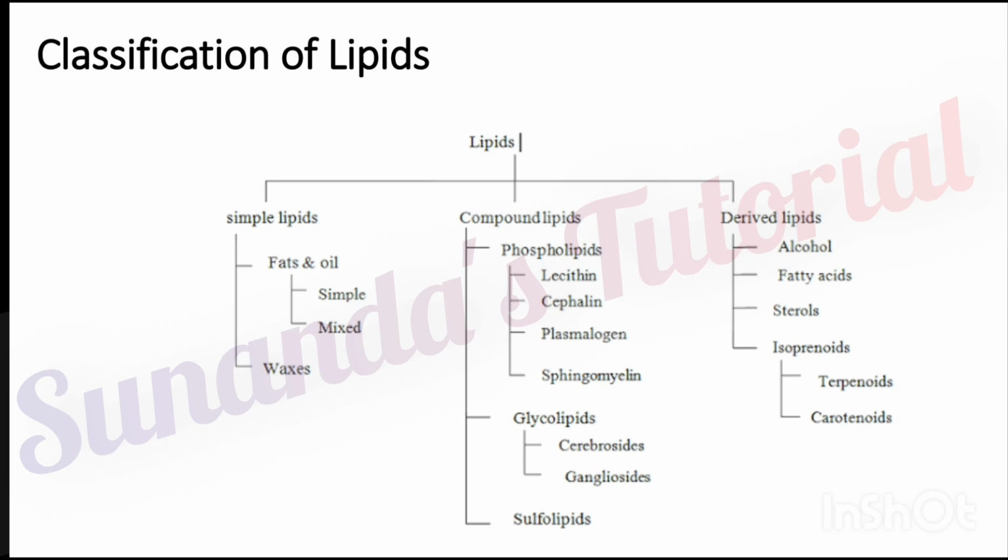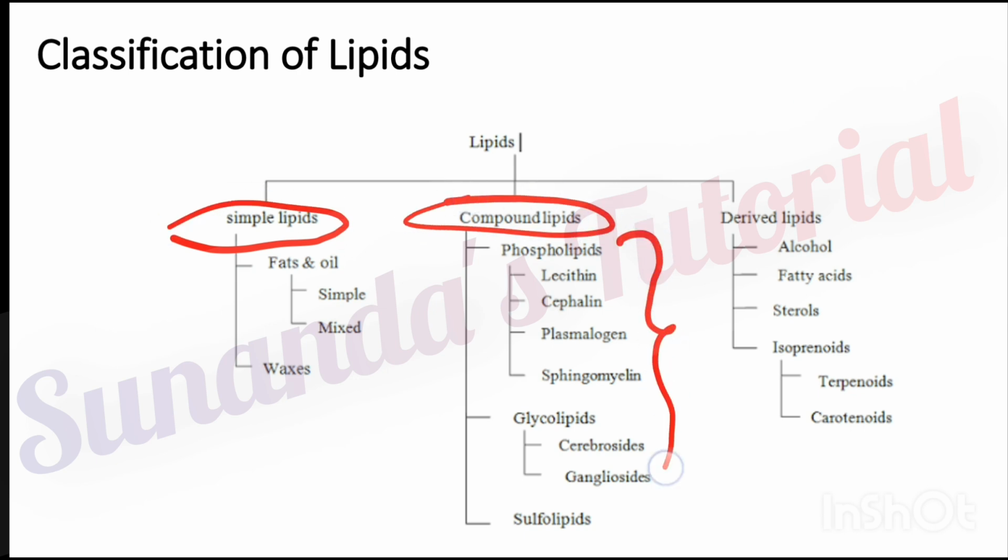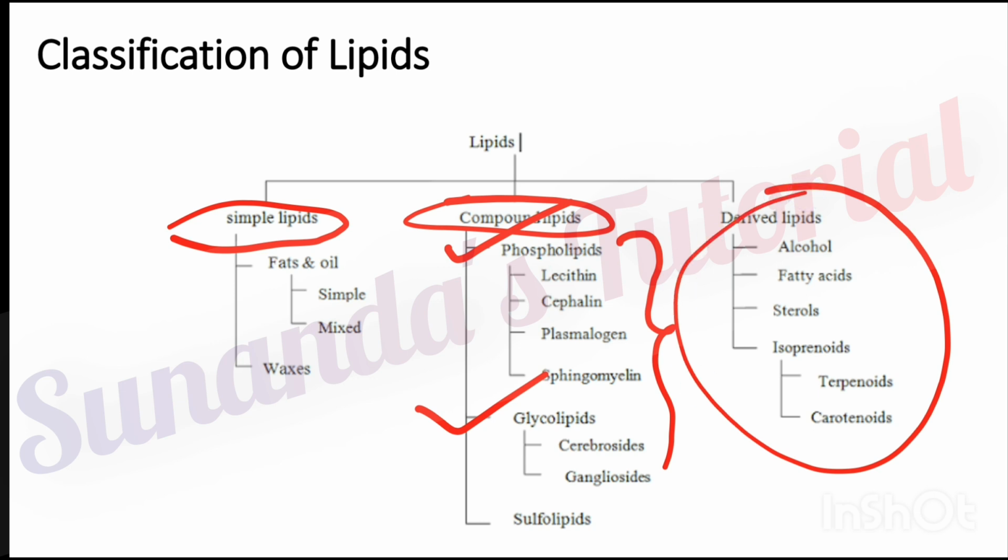Lipids can be broadly divided into three groups: simple lipids, compound lipids, which are linked with other groups, like with phosphate or carbohydrates to form glycolipids and phospholipids. Then derived lipids. Derived lipids are the components or derived components of simple and compound lipids.